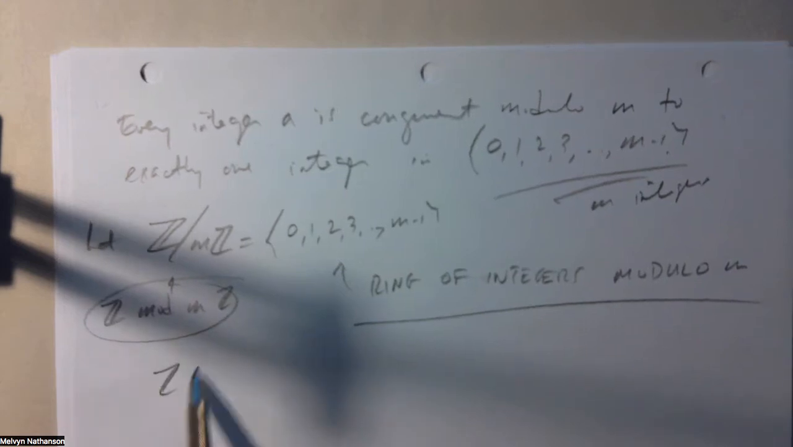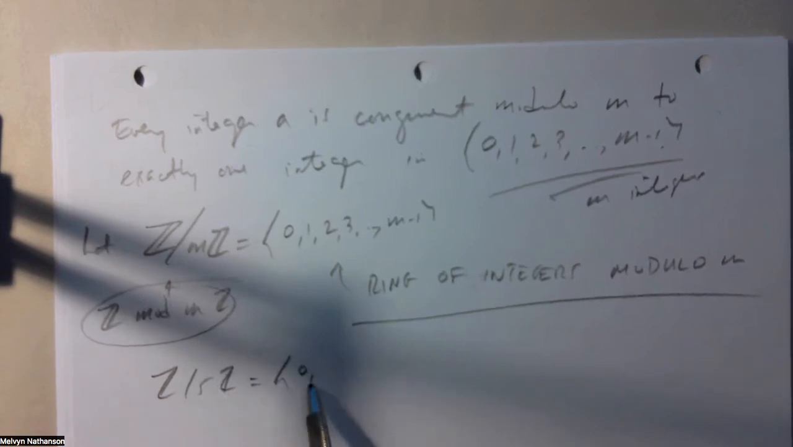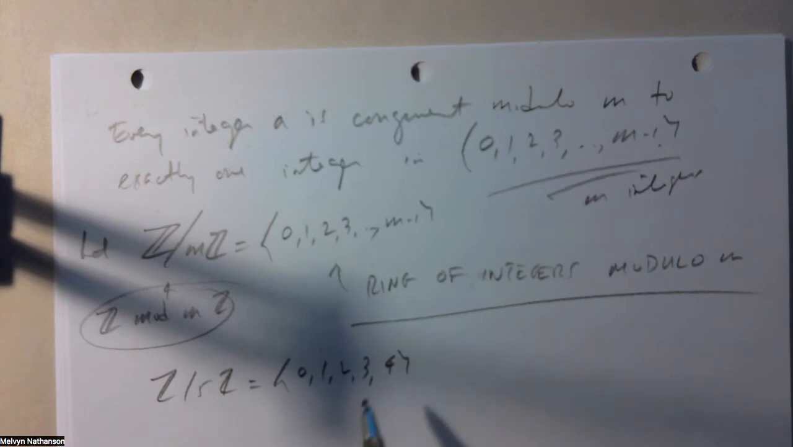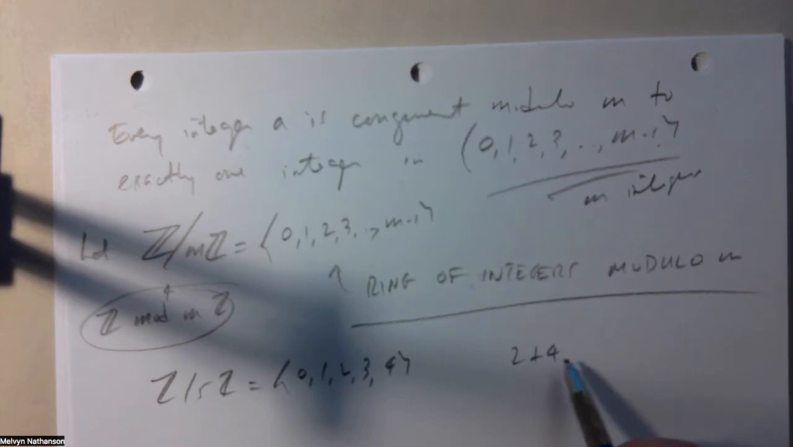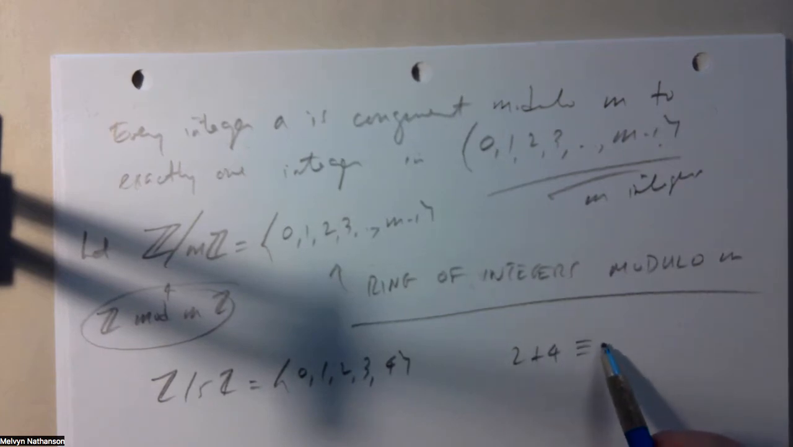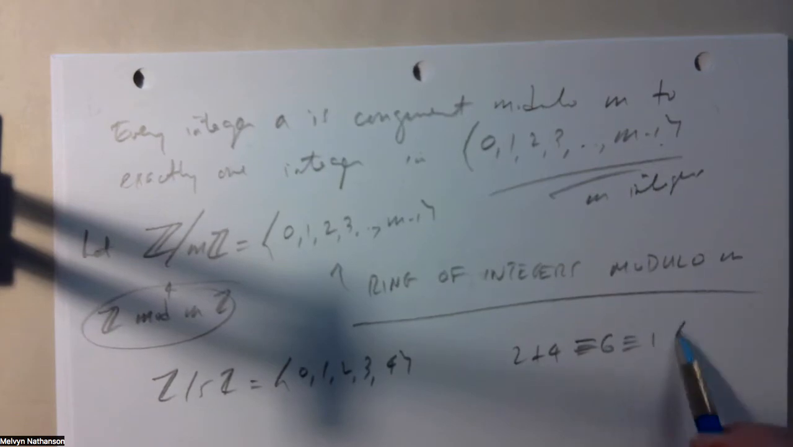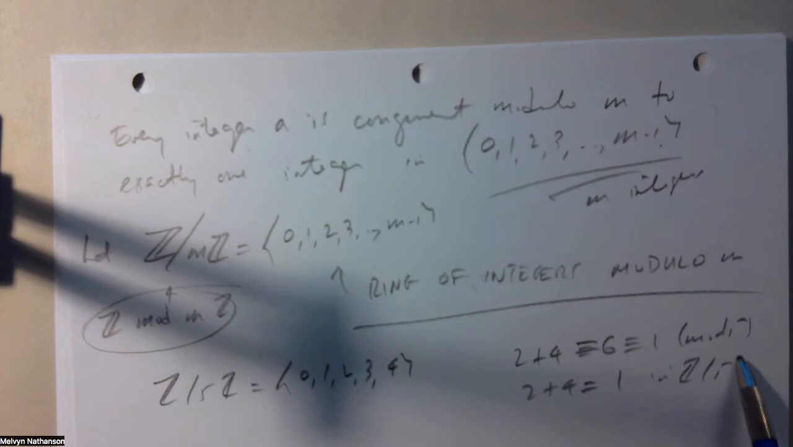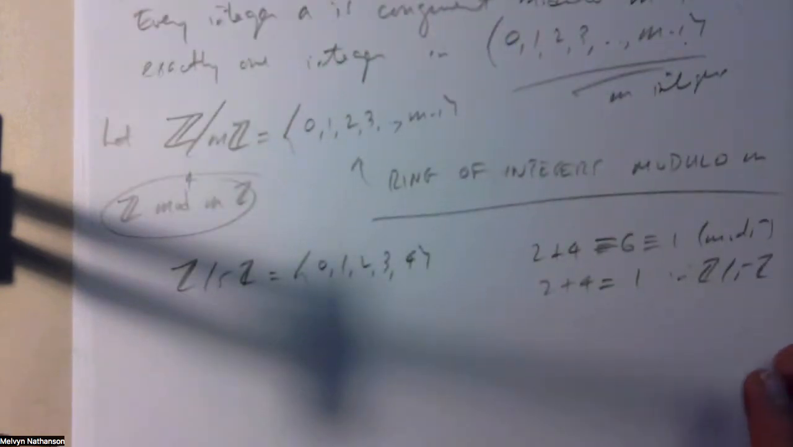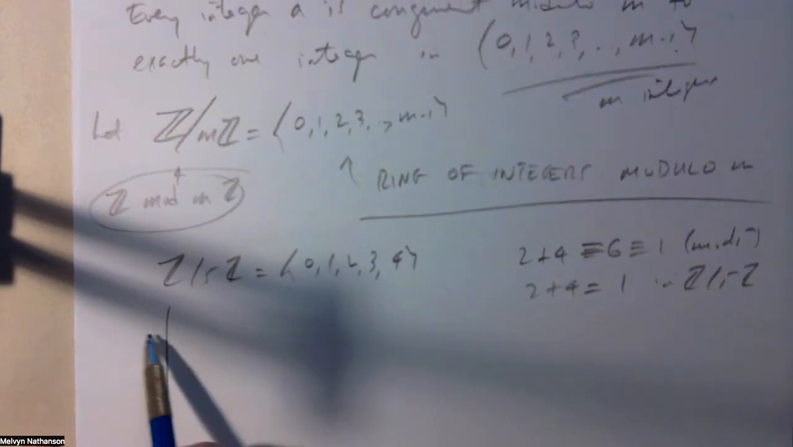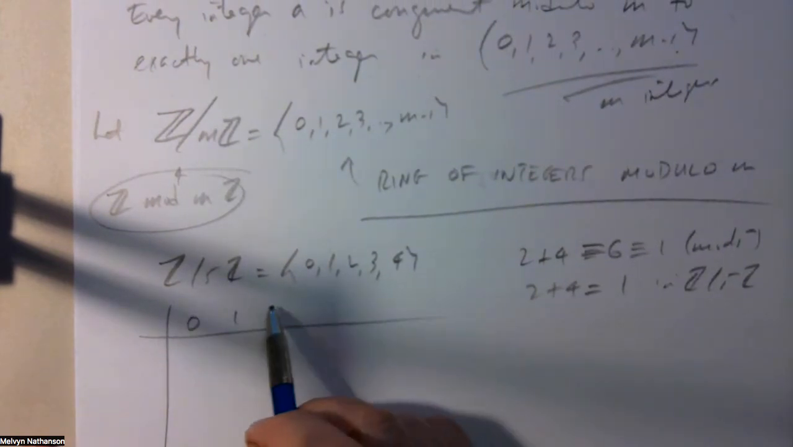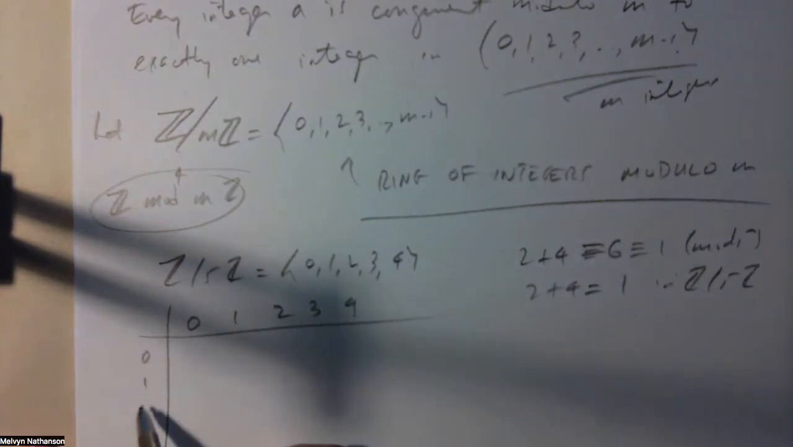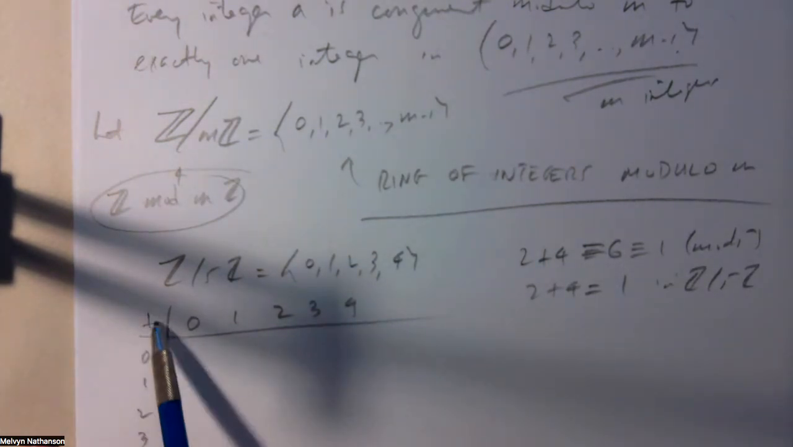So for example, Z mod 5Z is 0, 1, 2, 3, and 4. And in this set, 2 plus 4 is 6, which is congruent to 1 mod 5. So we would say 2 plus 4 is 1 in Z mod 5Z. And in fact, we can make an addition table in Z mod 5Z. So this is the addition table.